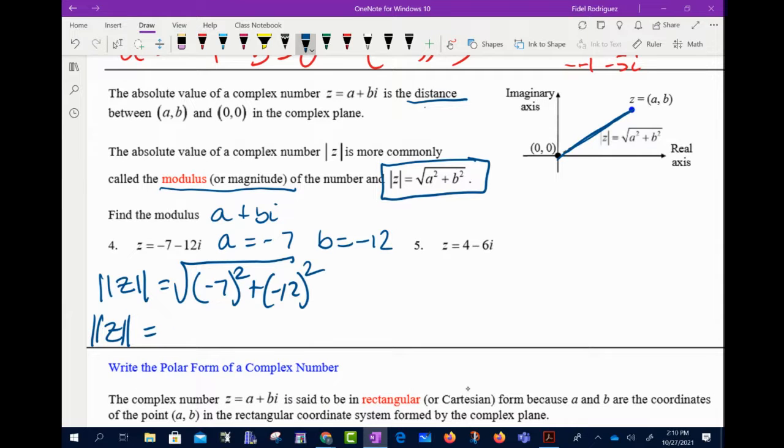And let's see, -7 when I square it, 49. 12 when I square it, 144. And I want to say that 49 plus 144 should be something like 193, square root, right?